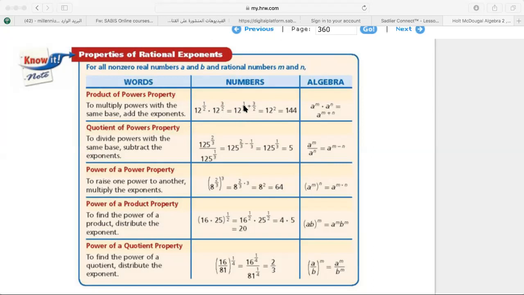So it is 12 to the power of 1 half plus 3 halves, so 12 to the power 4 over 2, which is 12 to the power 2, which is 144. Let me write it for you here. 1 half plus 3 halves: I will keep the denominator as it is, 1 plus 3 is 4. When I simplify it, it is equal to 2, which is this exponent.